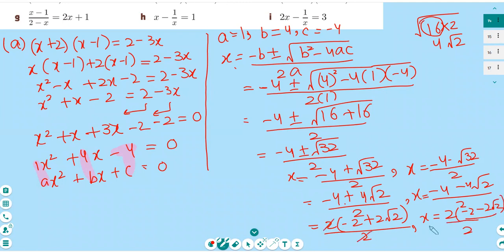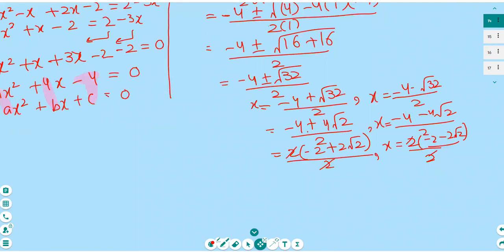So 2 and 2 cancelled. So we are left with -2 plus 2 into square root 2. And the second value will be -2 minus 2 times square root 2. If you want to convert into decimal form, you can use your calculator.